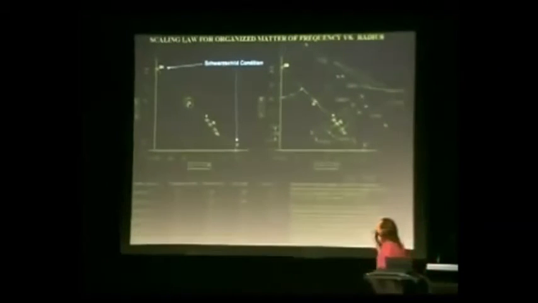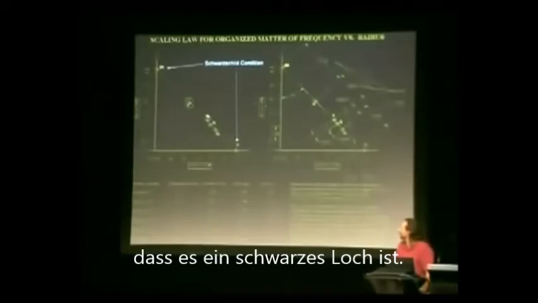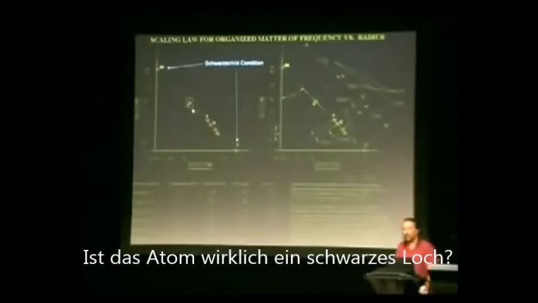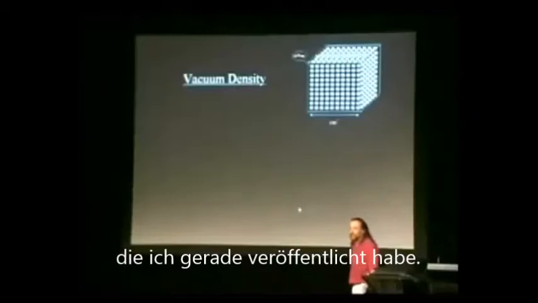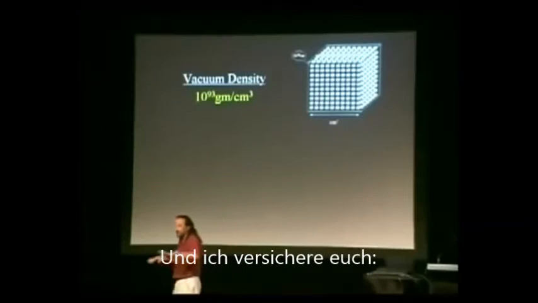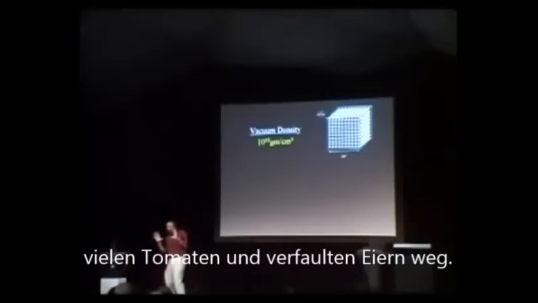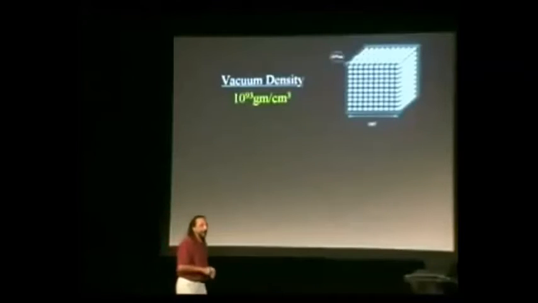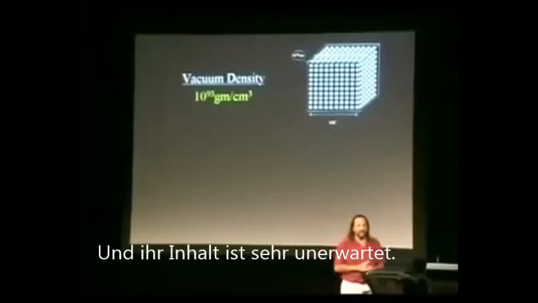Why? Because I've got an atom in there that I'm saying is a black hole. Is the atom really a black hole? And that brings us to that paper I just published that's so controversial. And I assure you, I'm still dodging plenty of tomatoes and rotten eggs. That paper is called a Schwarzschild proton, and it's kind of a bombshell.